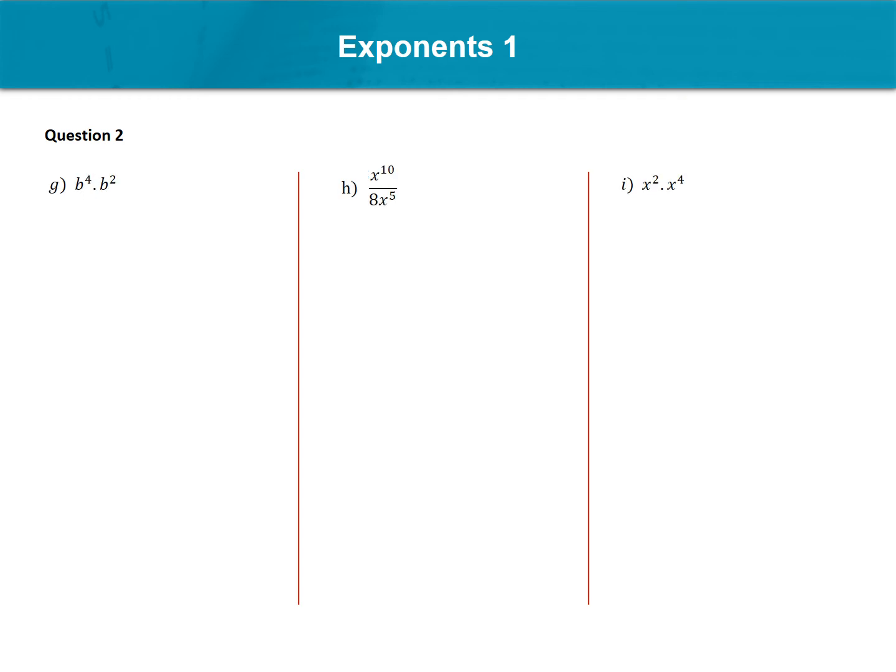So G, we have the similar thing as in question F. Also, add the exponents when you multiply them. So we have b to the power of 4 plus 2, which is b to the power of 6.